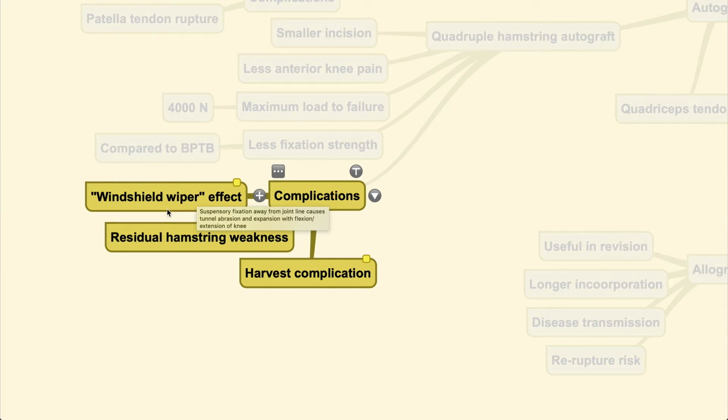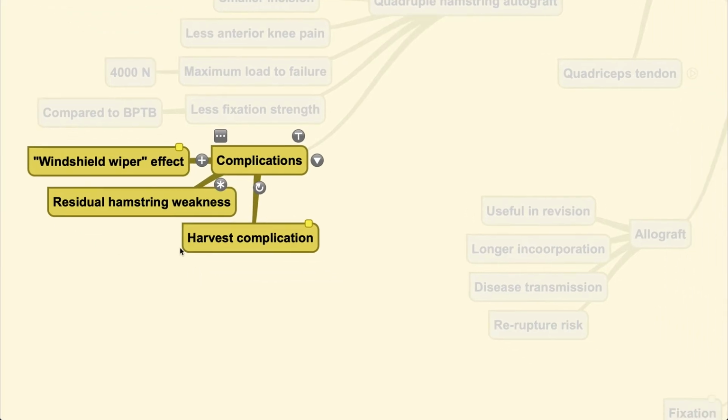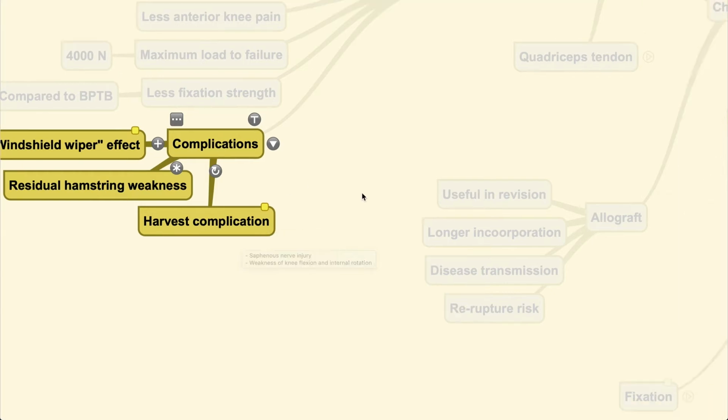and that will slowly erode the tunnel that is being made. Now, there could also be residual hamstring weakness because you have harvested it, and other harvest complications might occur during the procedure, such as saphenous nerve injury or weakness of the knee flexion and internal rotation.